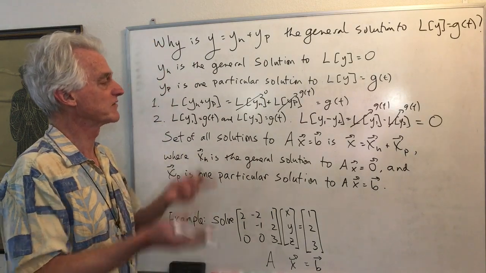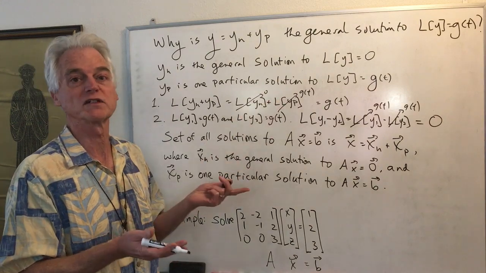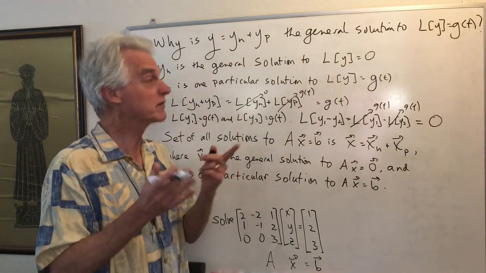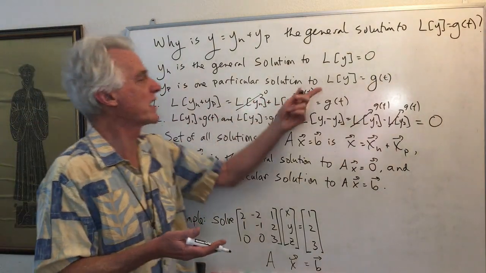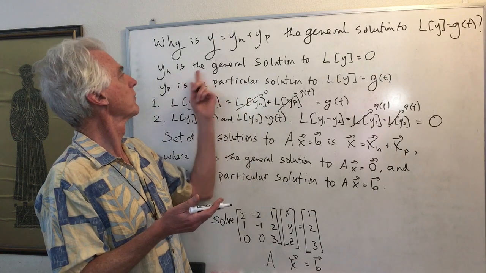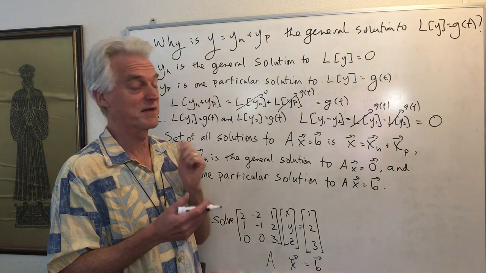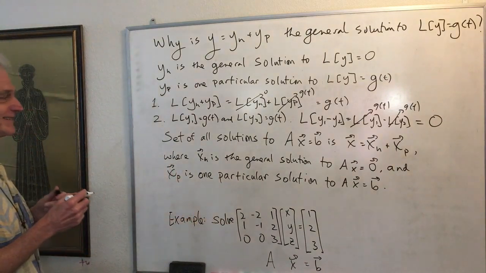So that means I can get from any one to any other by adding a solution to Ly equals 0. So that way I can get the general solution by starting with any old yp, and then I can get to any other one by adding an element of yh. Hope that makes sense. All right.